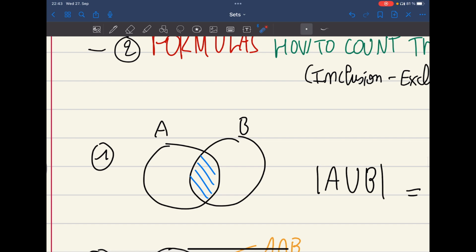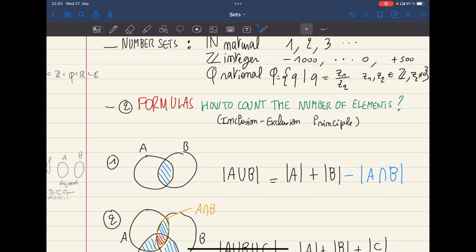So here we want to know what this is, A or B, and this part is to count the elements. So I want to count the number of elements in A or B. And what I do is I'm just counting the elements in A and the elements in B. But then I counted this part twice, right? So I'm gonna remove it once, and now I have the number of elements in A or B.